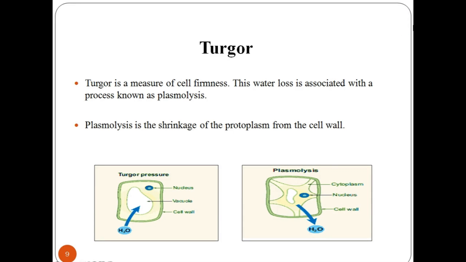What is turgor? Turgor is a measure of cell firmness. The water loss is associated with the process known as plasmolysis. It plays a role in cell expansion and certain movements such as closing or opening of stomata. Turgor pressure pushes the plasma membrane against the cell wall of plant, bacteria and fungi cells. This pressure, turgidity, is caused by the osmotic flow of water from an area of low solute concentration outside of the cell into the cell vacuole, which has a higher solute concentration.